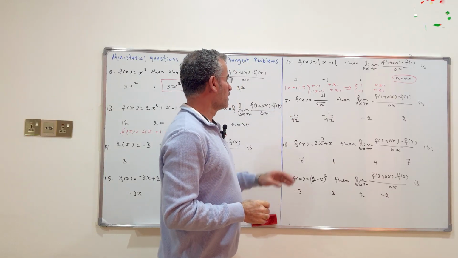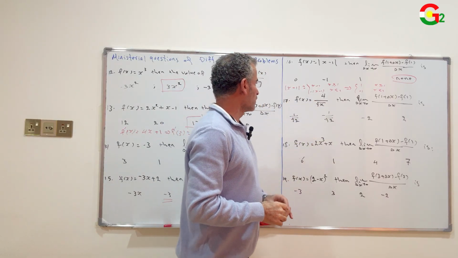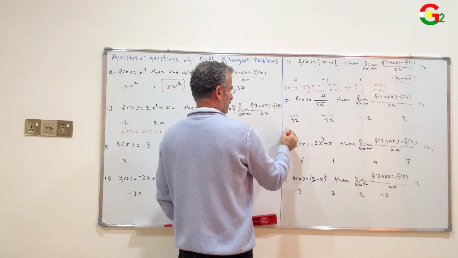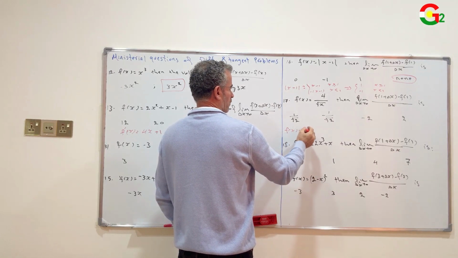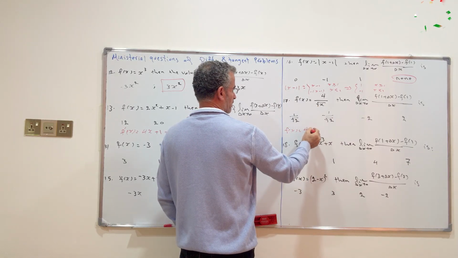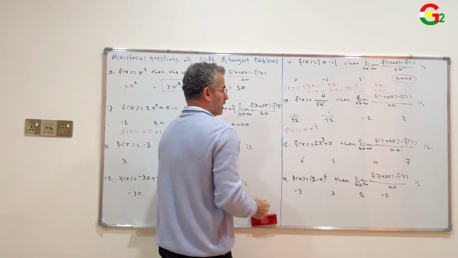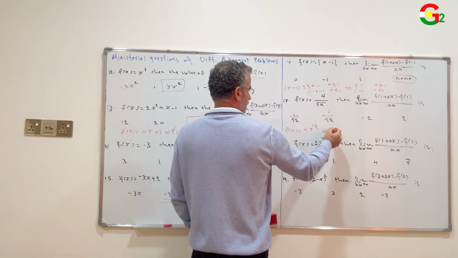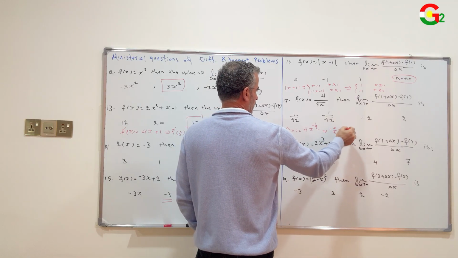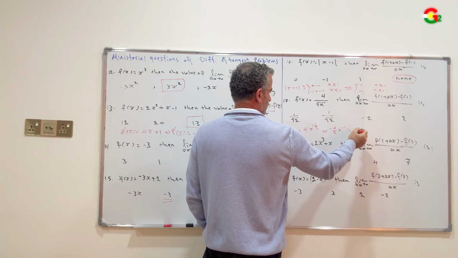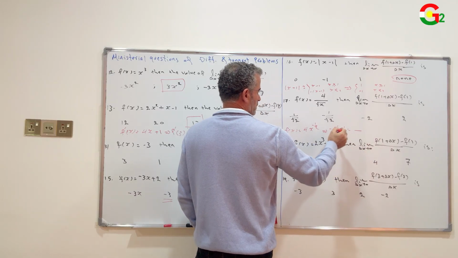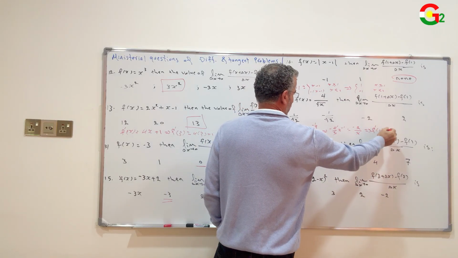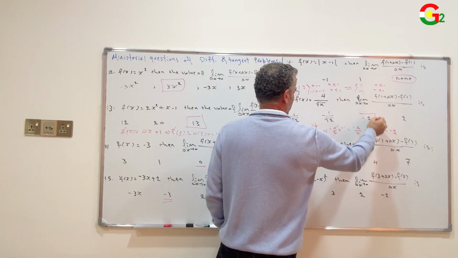Question number 17, f of x equals 4 over the square root of x. Then the derivative of this function at 1. First we find the derivative of this function, then we evaluate it at 1. Rewrite this function as 4x to the negative half. Differentiate using the rules of differentiation: negative 4 over 2 times x to the negative 3 halves, which reduces to negative 2 over x. Then f prime of 1 is negative 2 over 1, equal to negative 2.